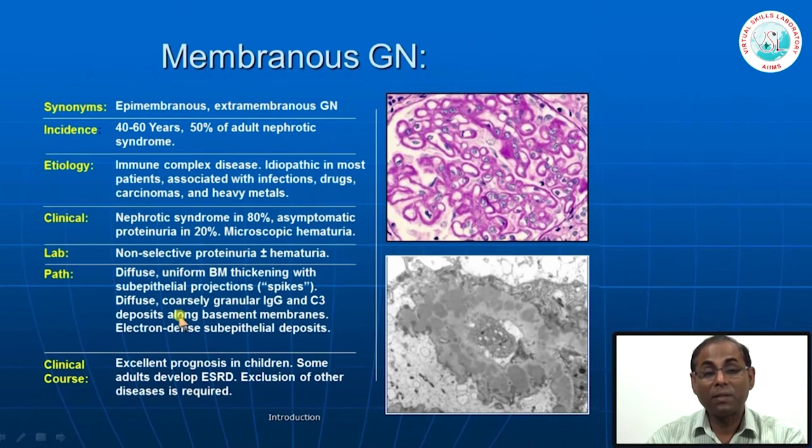There are diffuse coarse granular IgG and C3 deposits. This we see under the immunofluorescence microscope. If we do electron microscopy, like in this small diagram, you can see a lot of electron dense deposits, and these deposits are classically present in the subepithelial site. They are near the podocyte, and the podocytes also show secondary changes of effacement of foot processes and other changes. The prognosis in children is usually good, but in adults some of them are progressive and develop end stage renal disease, and exclusion of other diseases is also required.